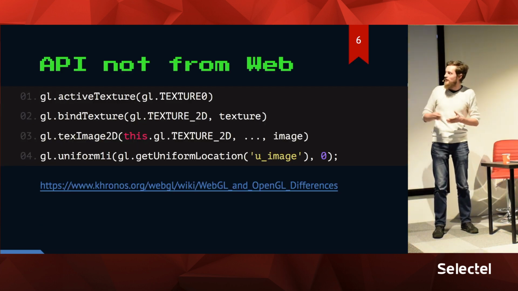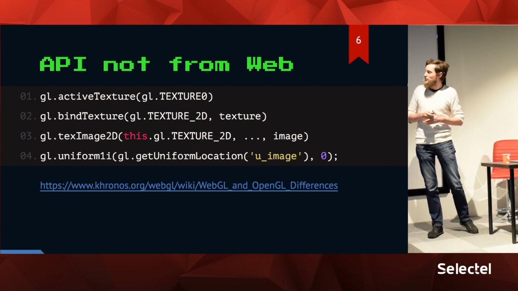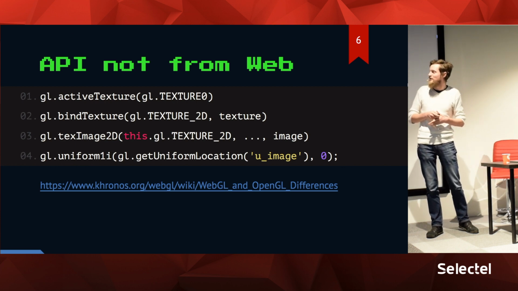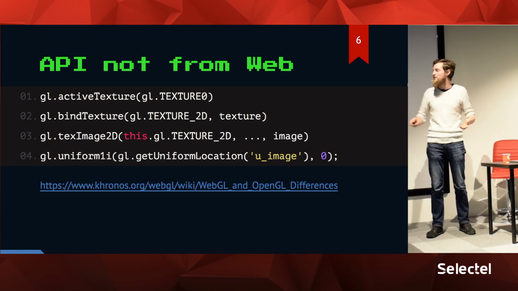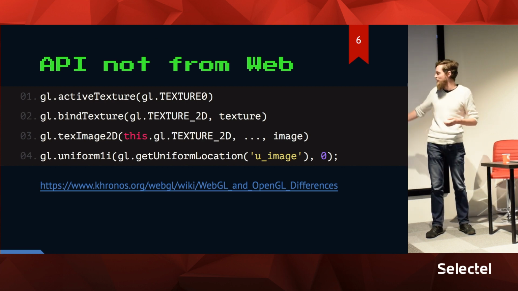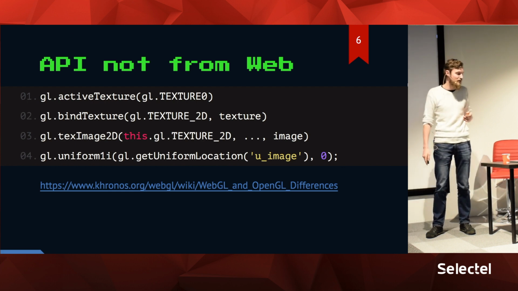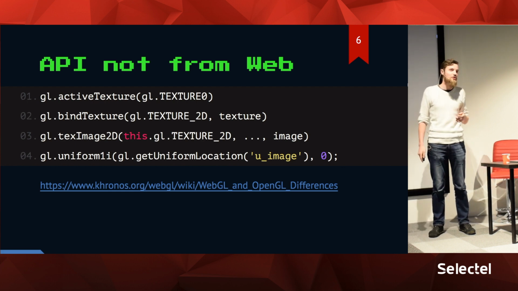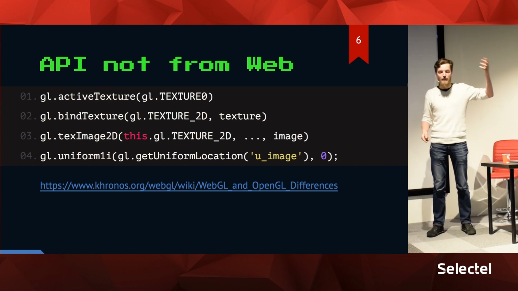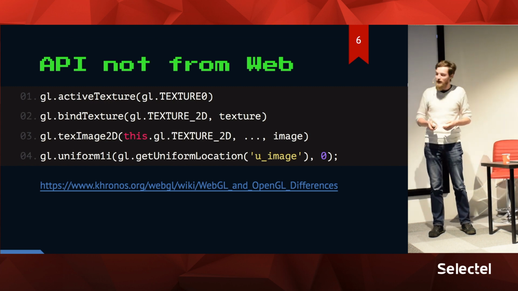Typical WebGL code looks like this API is not from the web. It looks weird and complex, and it's a port of the OpenGL API for the web. But not a full port. You can find the differences between WebGL and OpenGL using this link. WebGL has fewer capabilities than OpenGL, unfortunately.